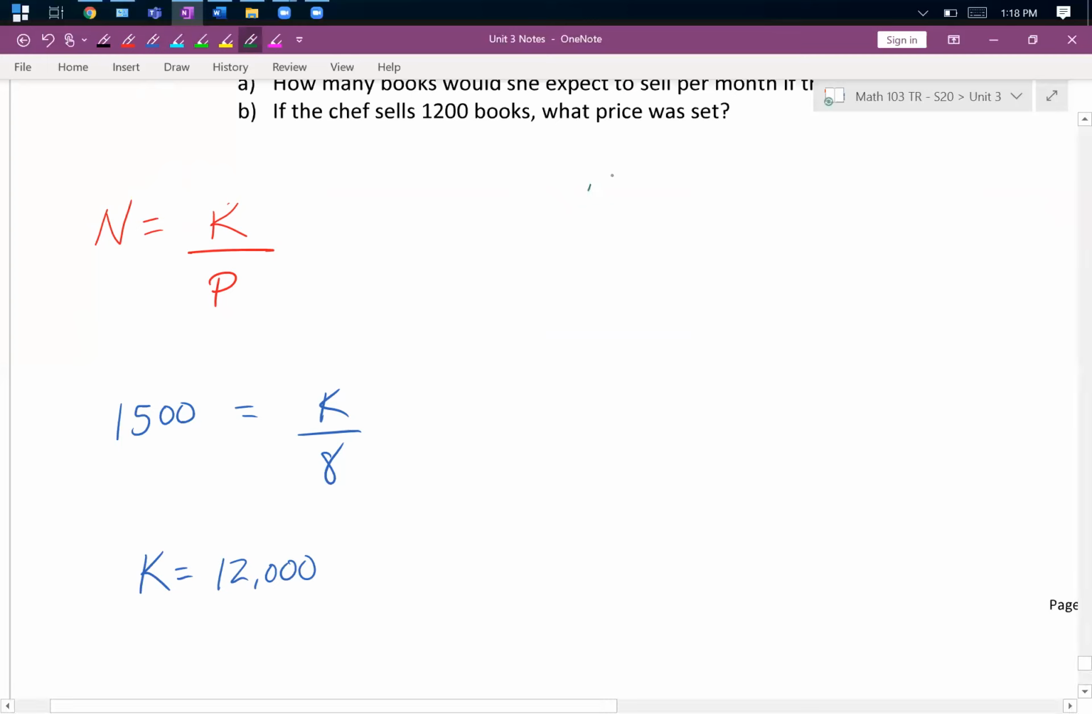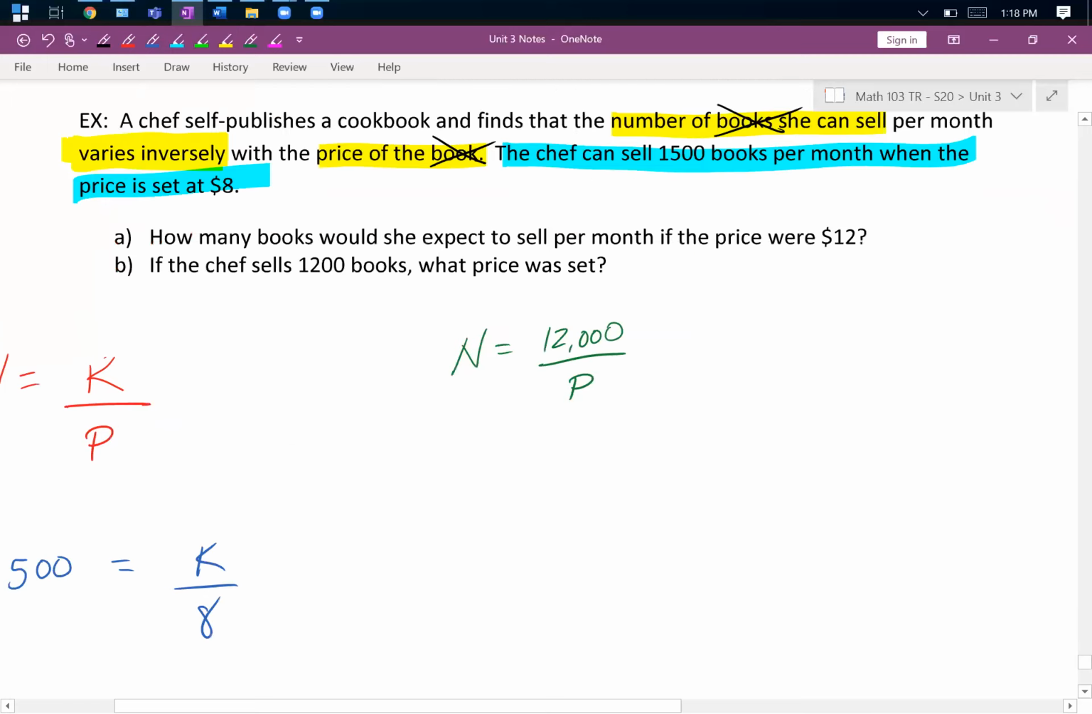We get the equation N equals 12,000 over P. Could somebody double check that 12,000? I'm pretty sure, but it's 12,000. Thank you.